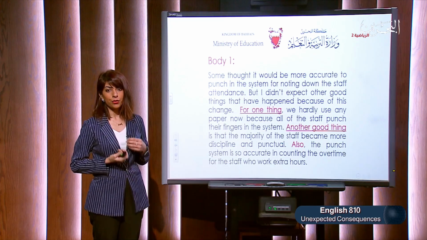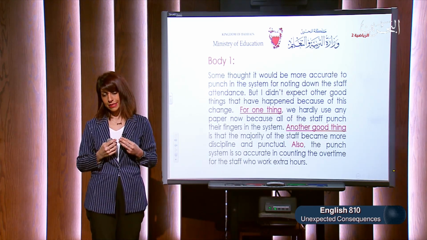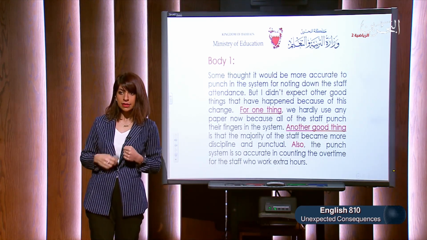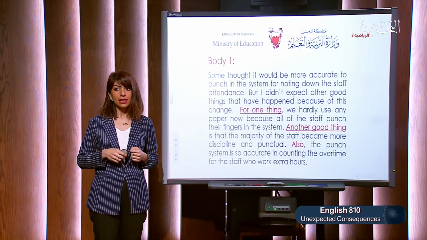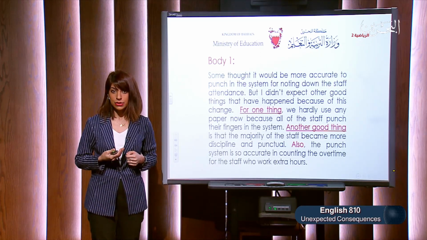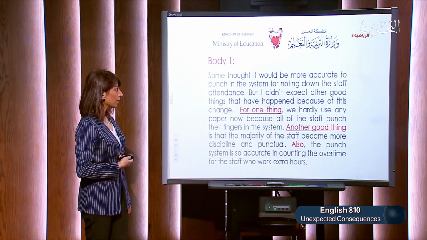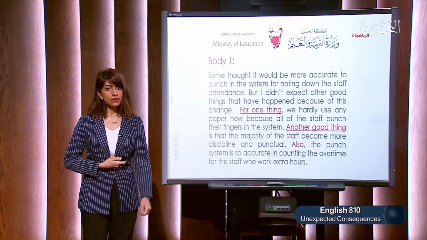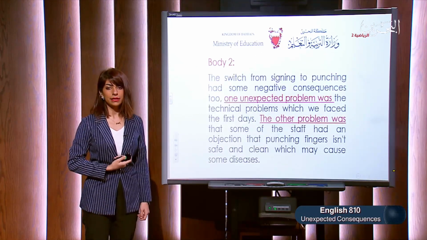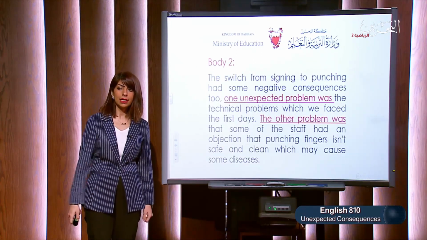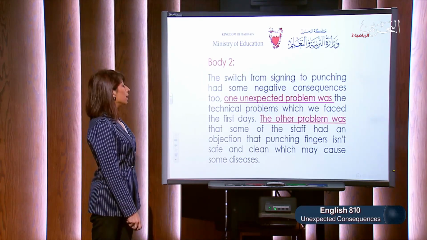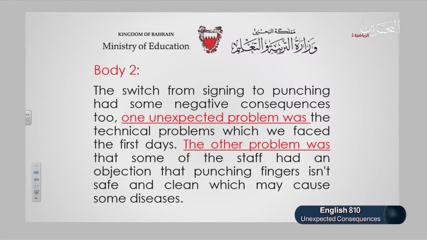So, I have provided 3 positive consequences with supportive examples, and I have highlighted the expressions or the words used to introduce examples in red, as you can see. Let's move to the second paragraph, which is body 2, and here we come to the negative consequences. The switch from signing to punching had some negative consequences too. Pay attention to the highlighted in red.